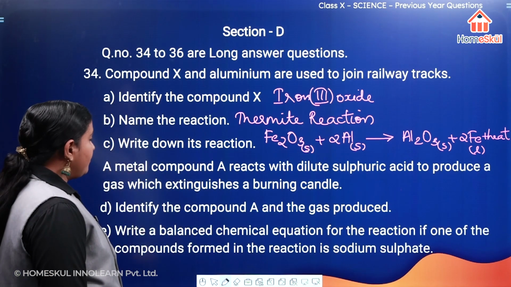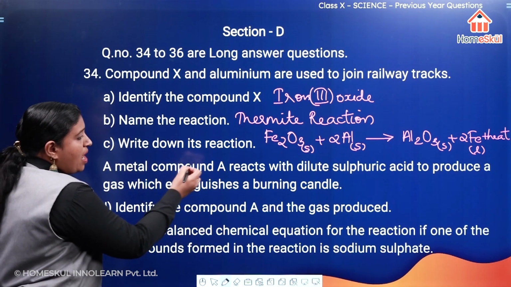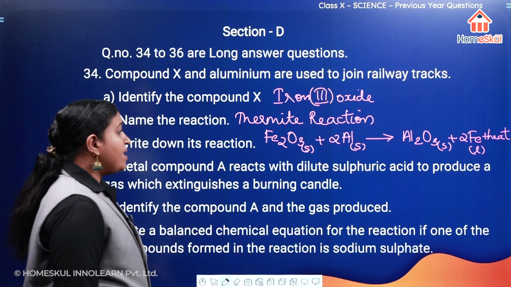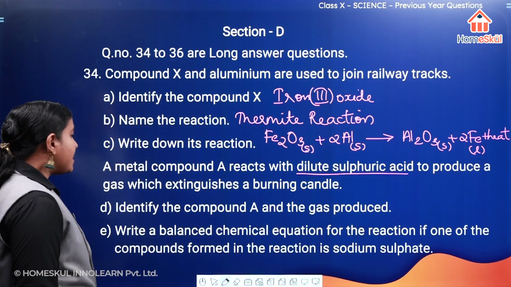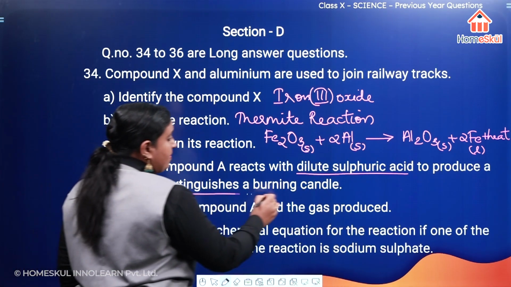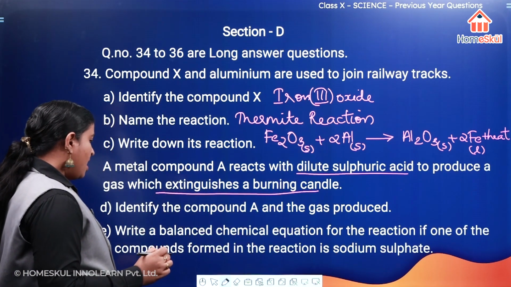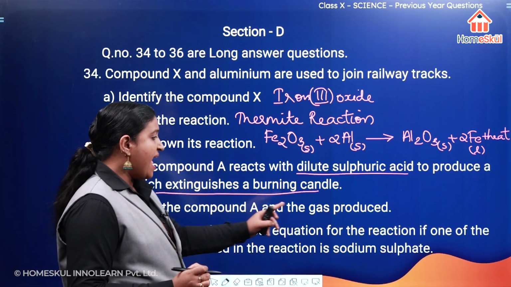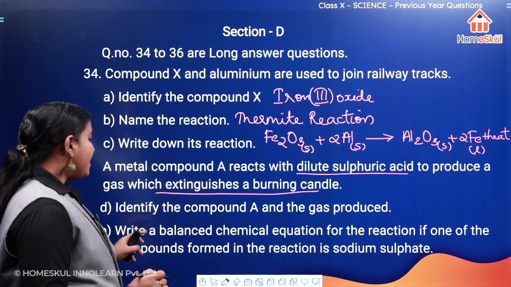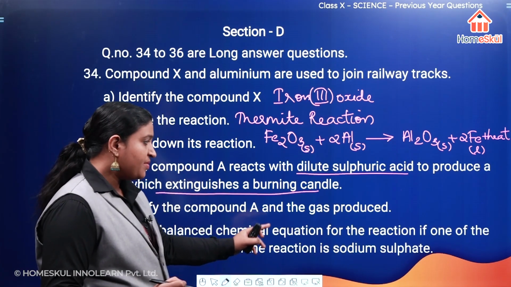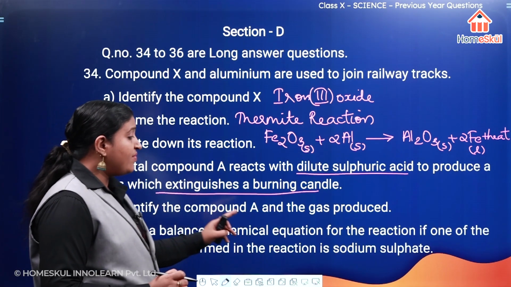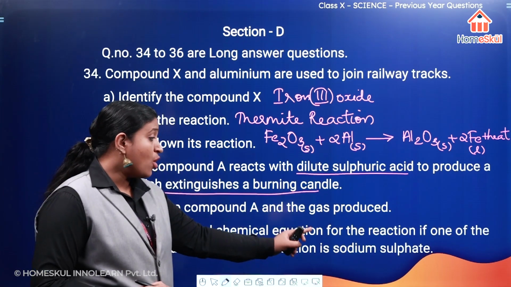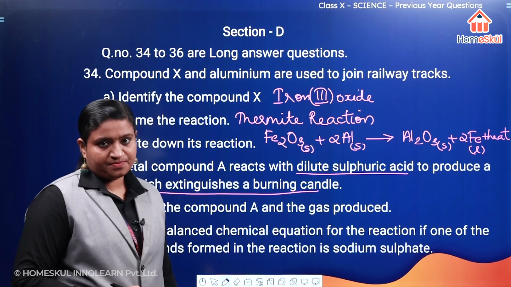Coming to the second part of the question, a metal compound A reacts with dilute sulfuric acid to produce a gas which extinguishes a burning candle. Identify the compound A and the gas produced. Write a balanced chemical equation for the reaction if one of the compounds formed in the reaction is sodium sulfate.